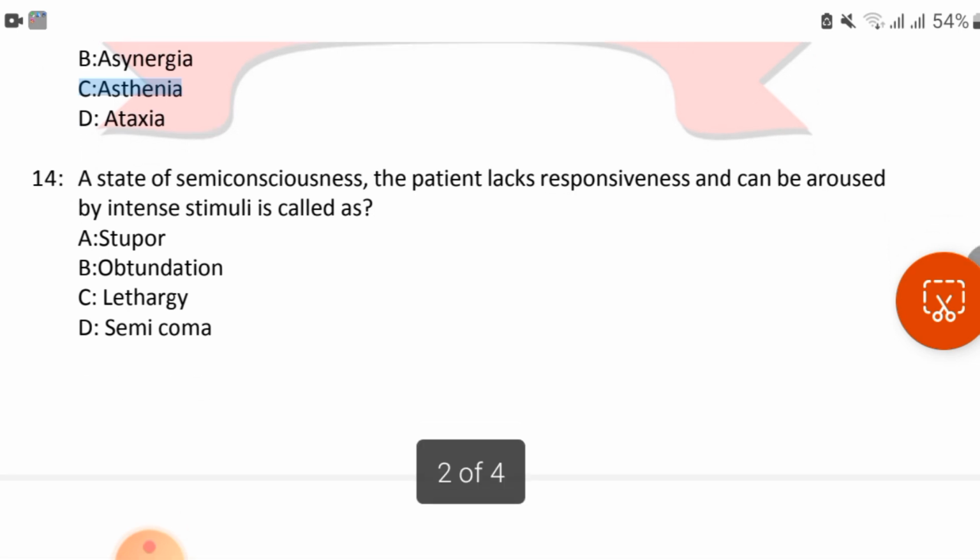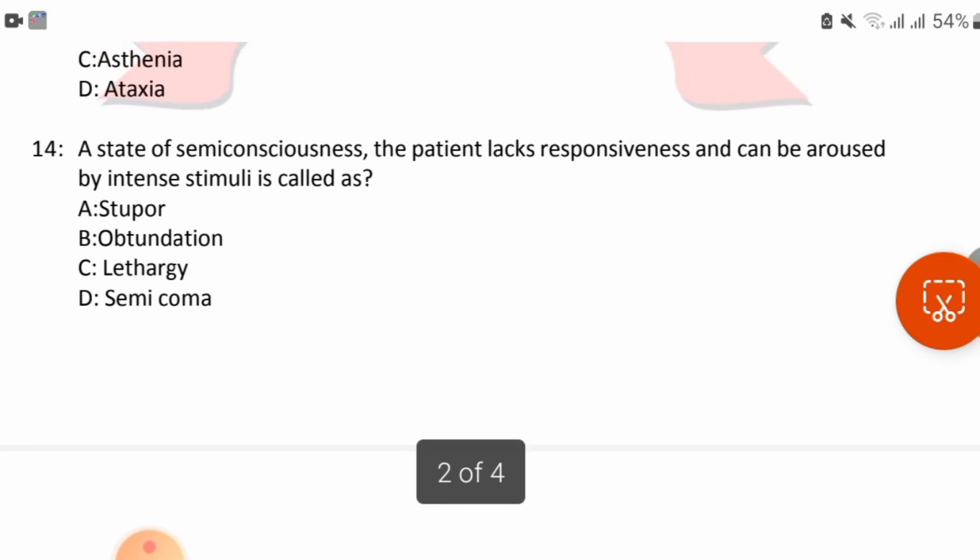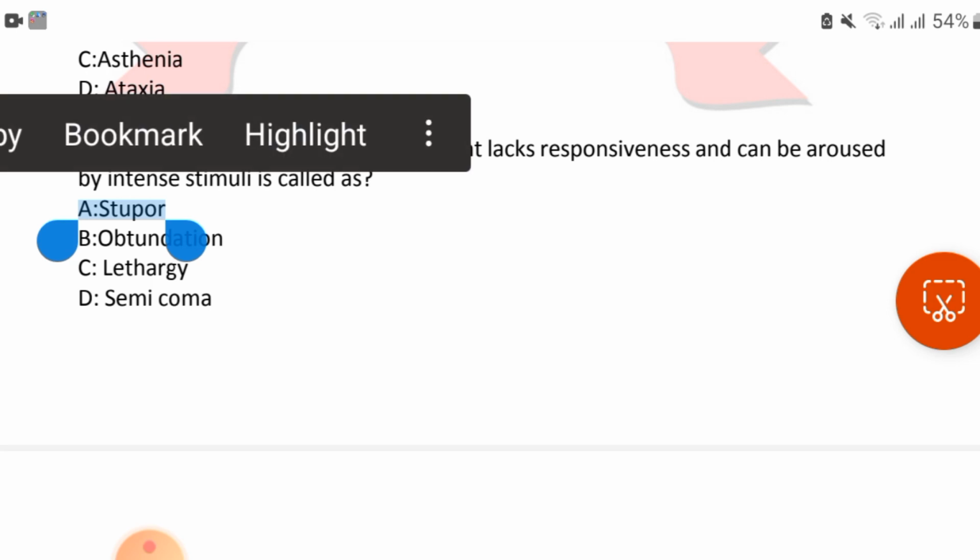So let's move towards the 14th MCQ. The state of semi-consciousness where the patient is lethargic and responsive, and can be aroused by intense stimuli, is called dash. The options are option A, stupor; option B, obtundation; option C, lethargy; option D, semi-coma. So the correct option for this is option A, that is stupor.